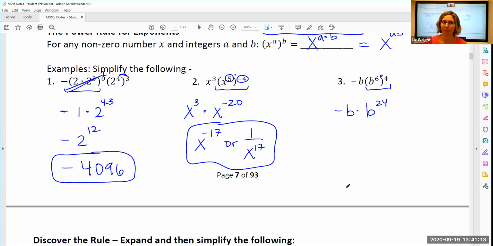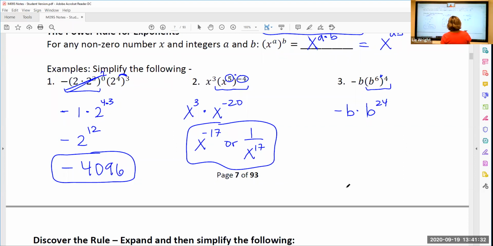Is it going to be b to the 23rd? Is it going to be -b to the 23rd? -b to the 25th? What do you think it's going to be? So I want you to think about that. You should pause the video and see if you can figure that part out and then see what you get.